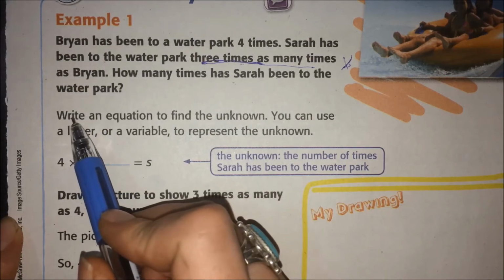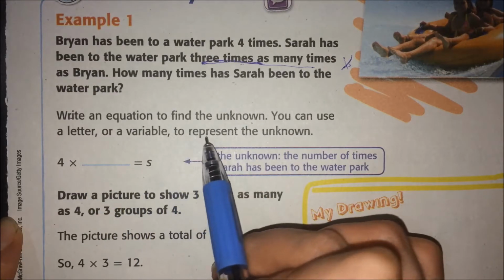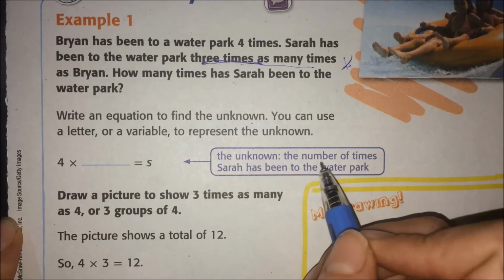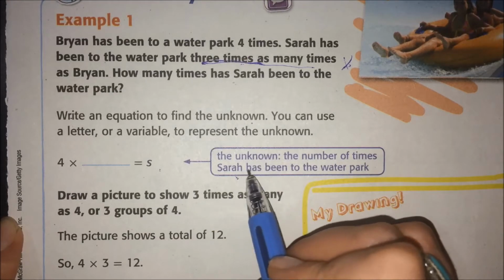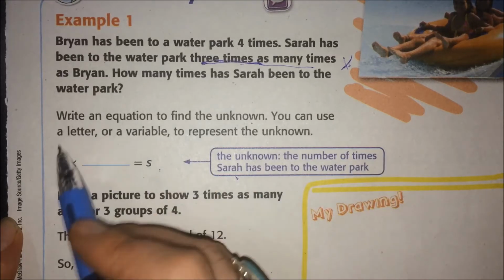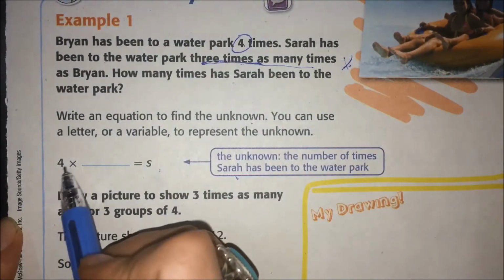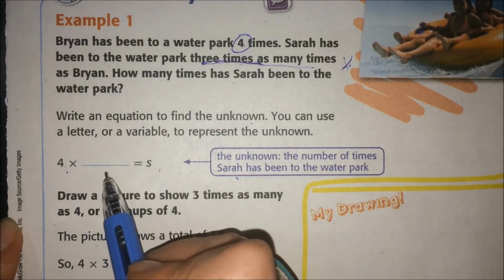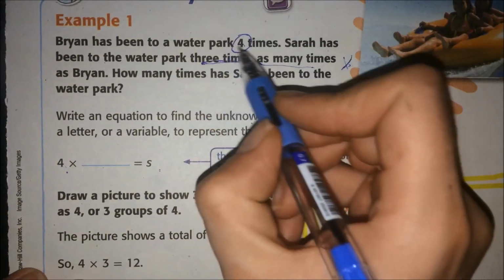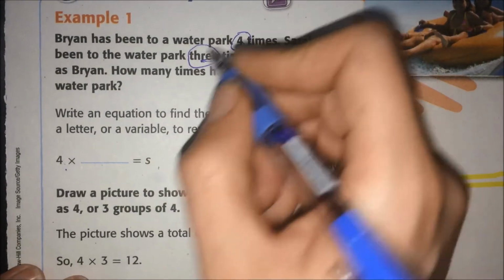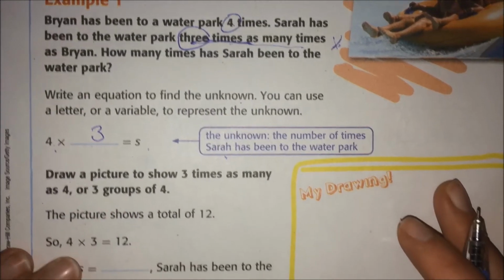Okay, so we can write an equation to find the unknown. And you can use a letter or a variable to represent the unknown. So the unknown they used is S for Sarah. So the unknown represents how many times Sarah's been to the water park. 4, that's how many times Brian's been. So 4 times what equals how many times Sarah went? What did it say? It said 3 times as many. So 3 becomes one of the factors.